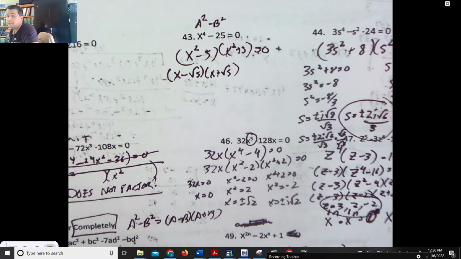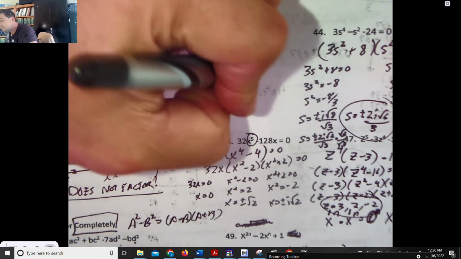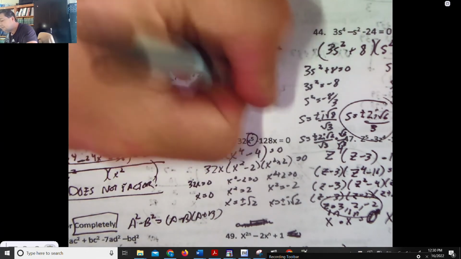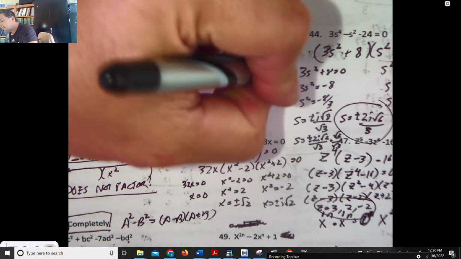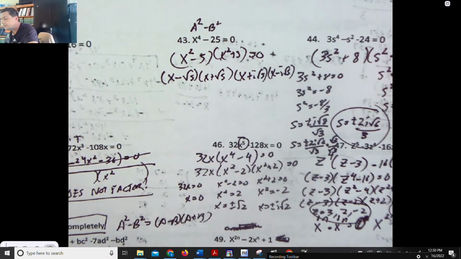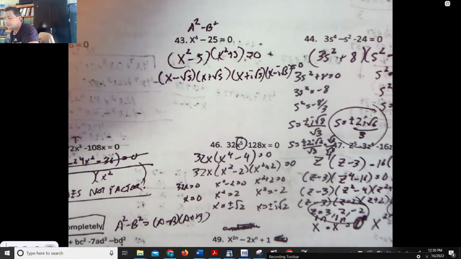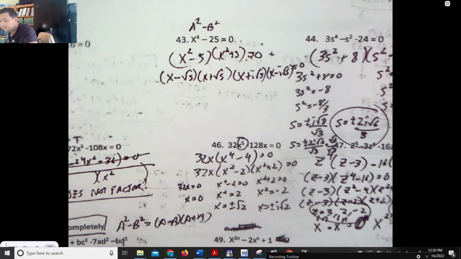If you're really, really smart, you can realize that to create x squared plus 5, it is x plus i root 5 and x minus i root 5. I don't think anybody teaches kids how to factor like that, and I'm not actually encouraging it. I'm just showing you it can be factored. If you didn't get that, it's fine.